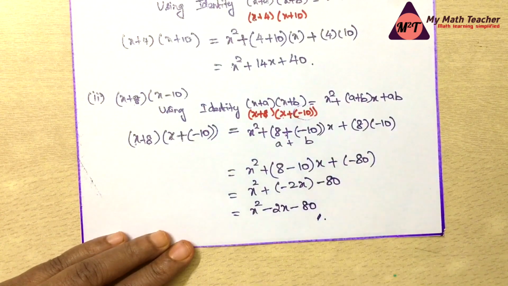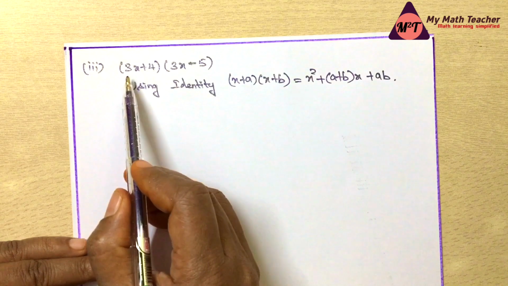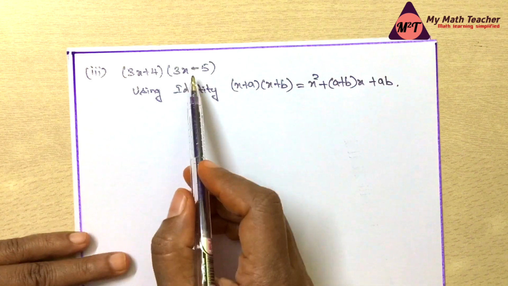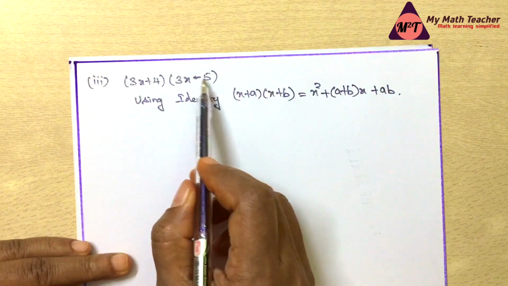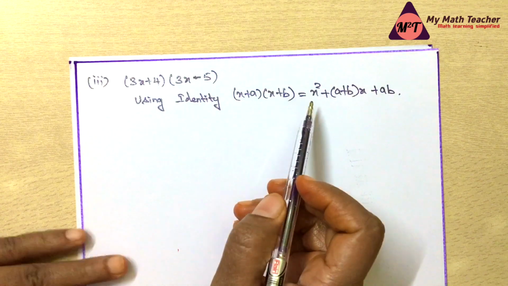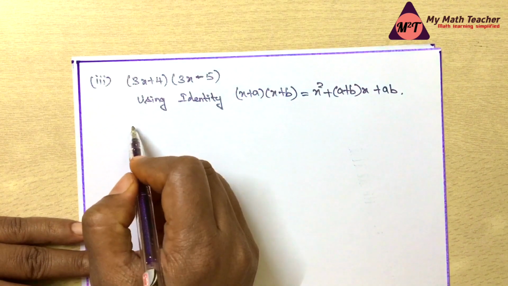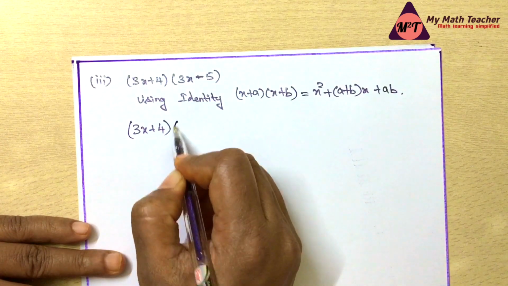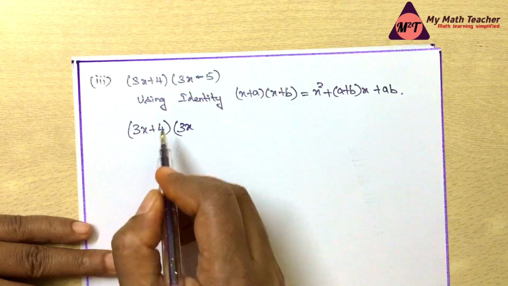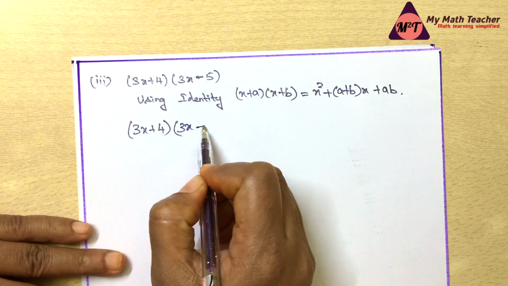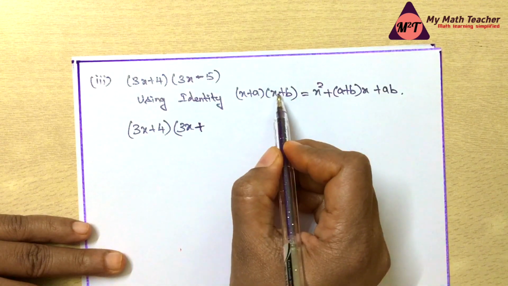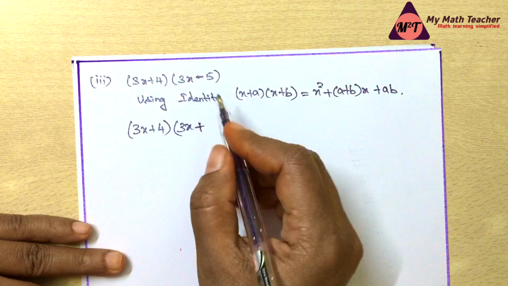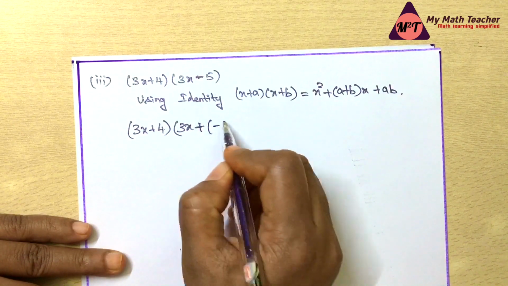This is the answer. Next, 3x plus 4 into 3x minus 5. 3x minus 5, we have to change it into x plus b form. Let us do it here. 3x plus 4, open the bracket, 3x. I need a plus here because the general form is plus. Now b. b is the entire minus 5.